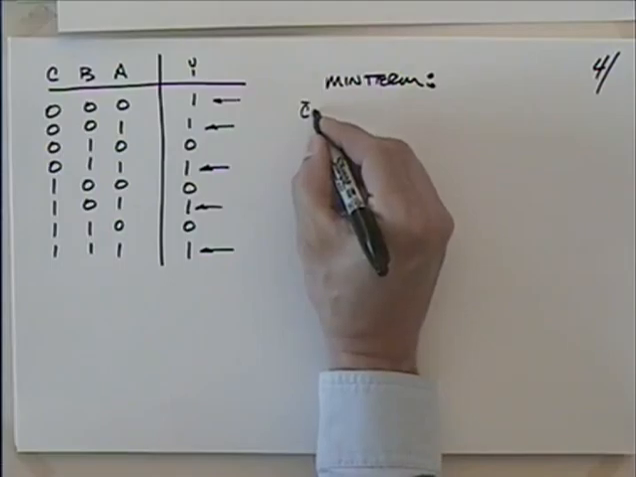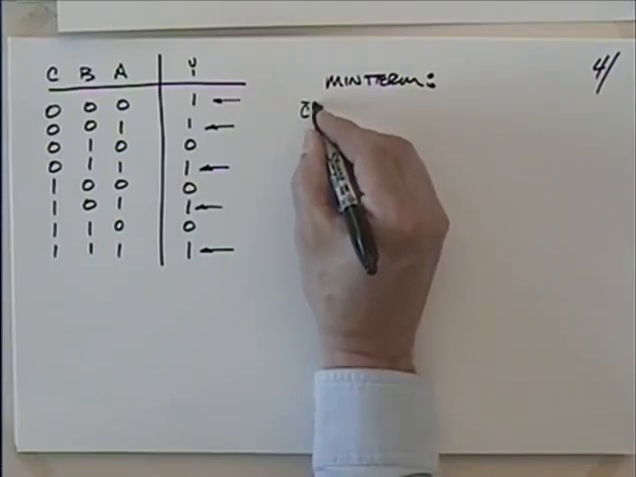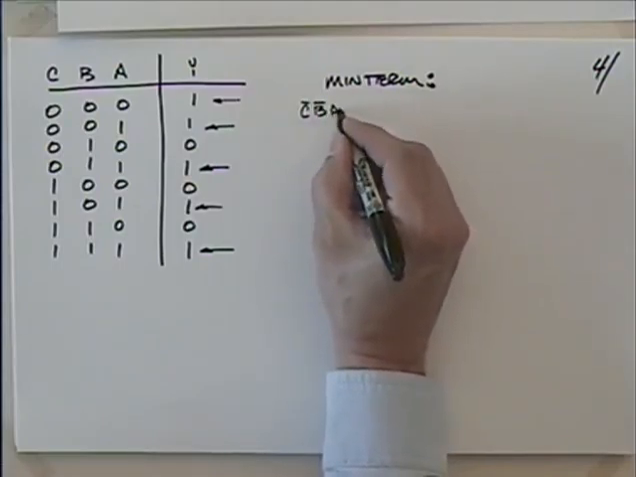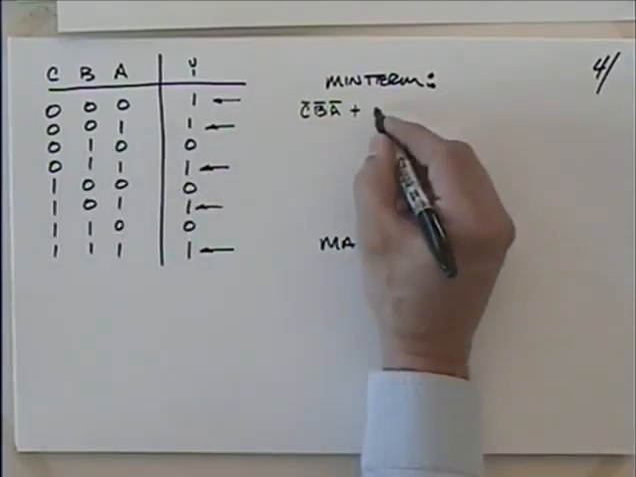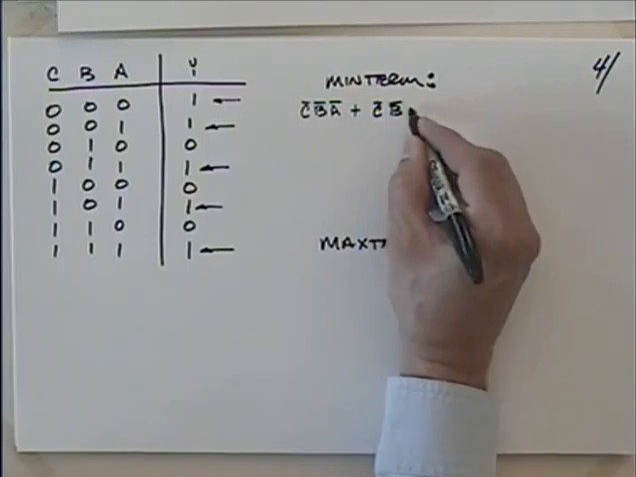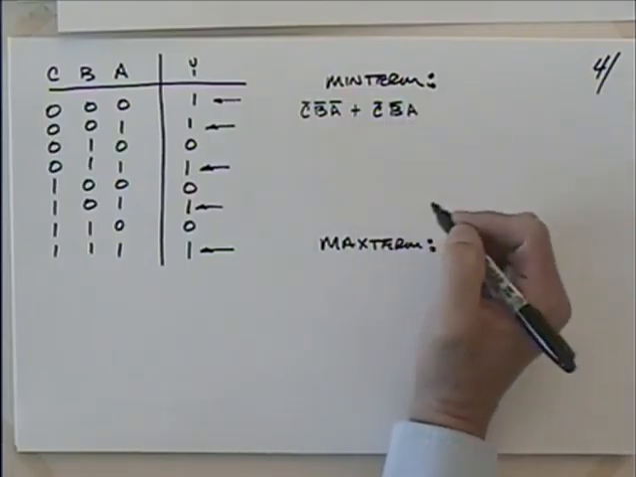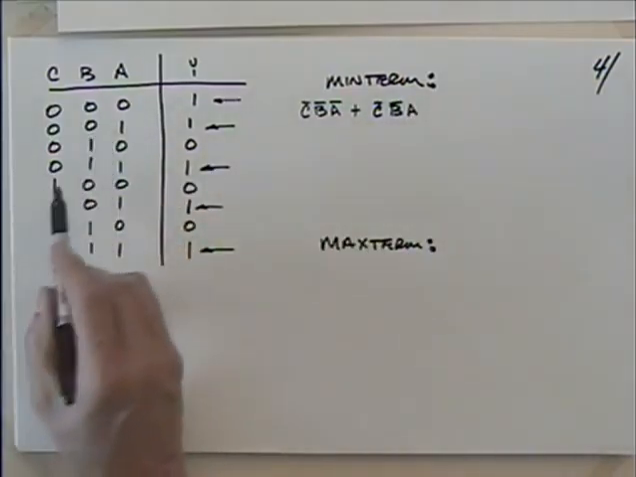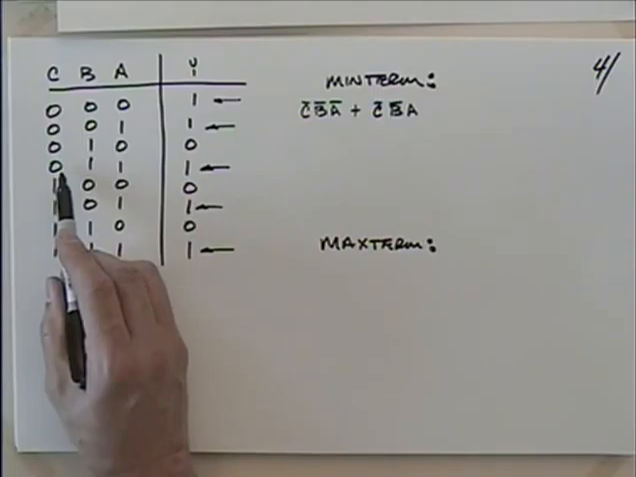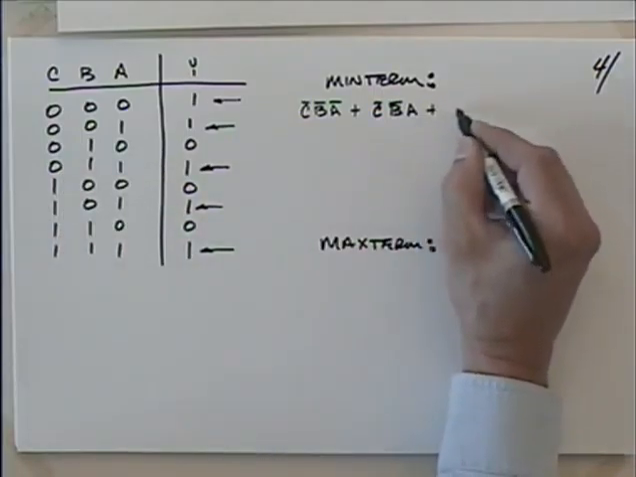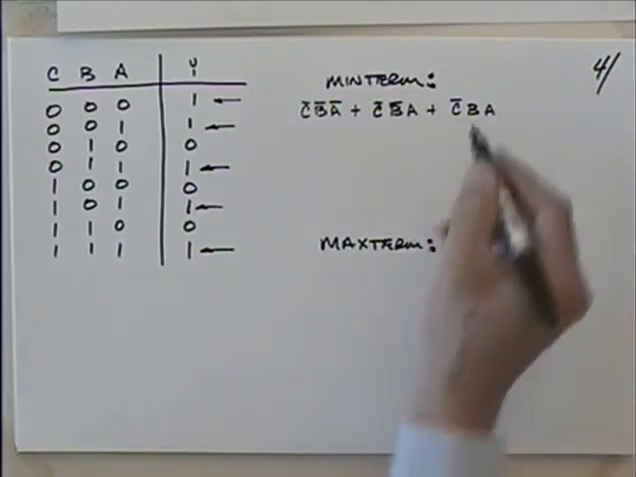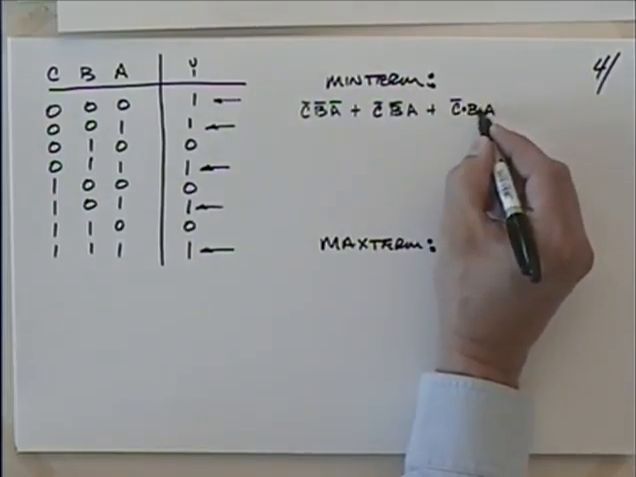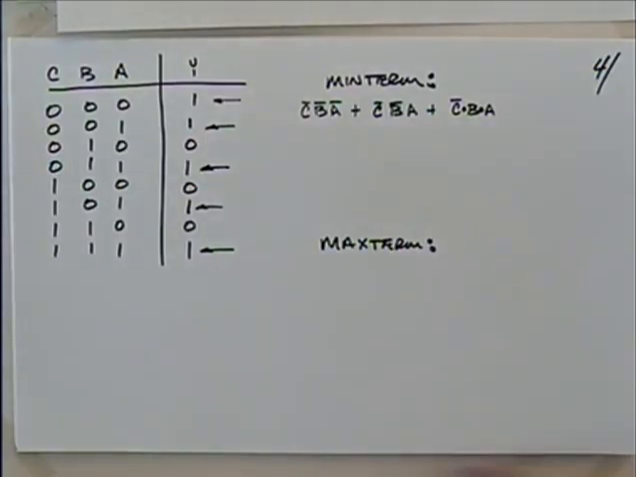Not C, not B, not A, or, that was the first one. Then not C, not B, and A. That should be the second one. We get down here: not C, and then B and A, or not C, there's B and A. And remember, these really have ANDs in between them, don't they? I've just omitted that for speed and ease, which is pretty common.